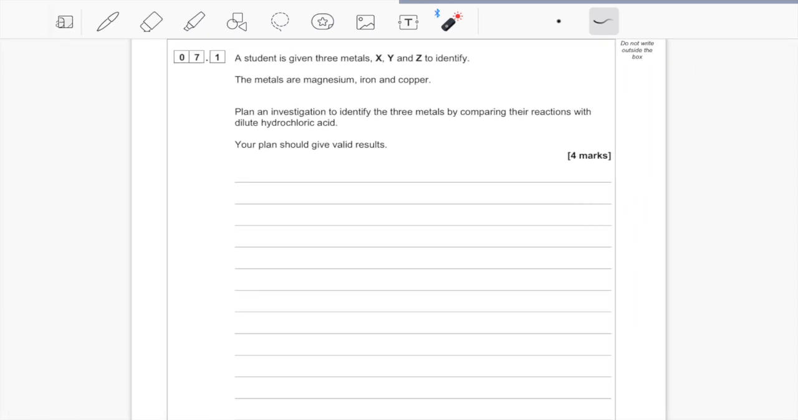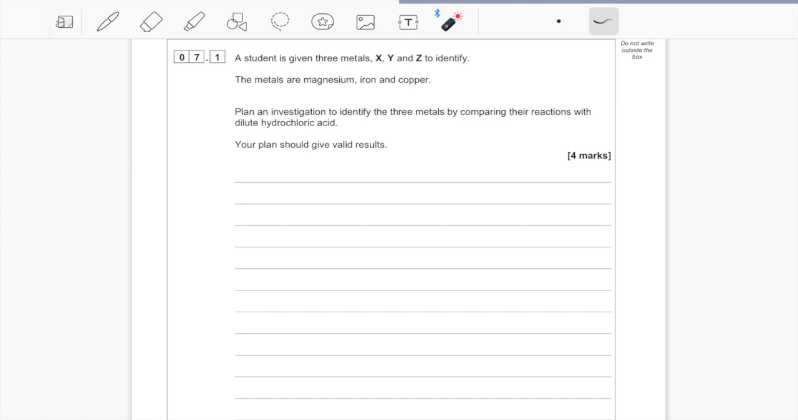Okay, so this is a longer question. In fact, it's surprising it's only 4 marks, given the fact that we have to explain an experiment, and when it says give valid results, basically what it means is that your experiment, your plan will work. That's all it means, right?